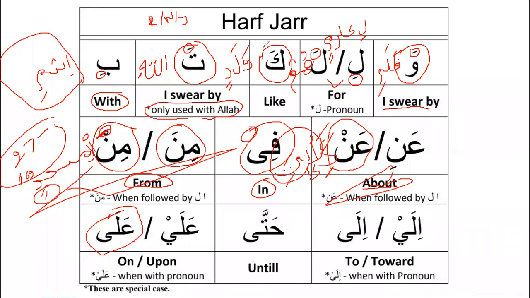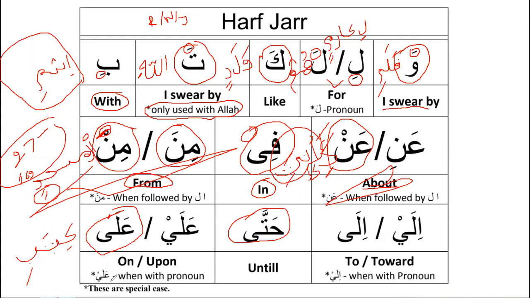Right now I want to say on the book. How am I going to say it? The Arabic of book is kitab, you know, right? Ala kitabi. Ala kitabi. Perfect. So this is ala, and then comes hatta, and ala also.